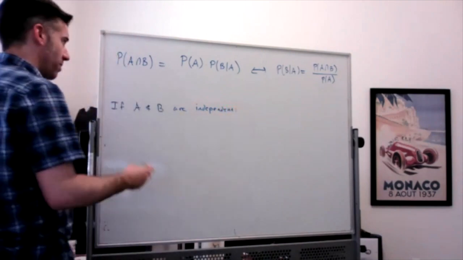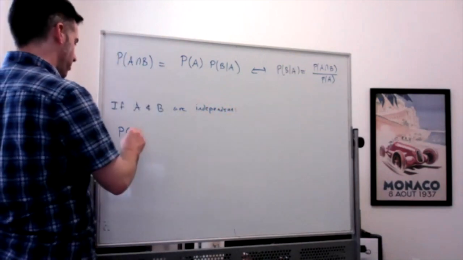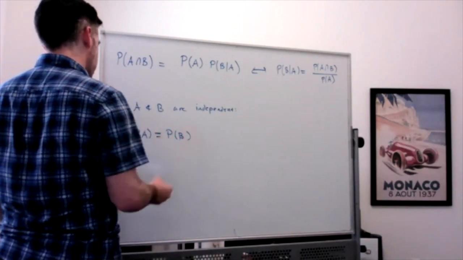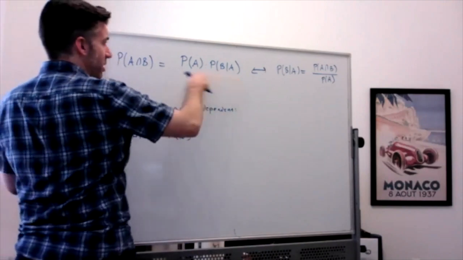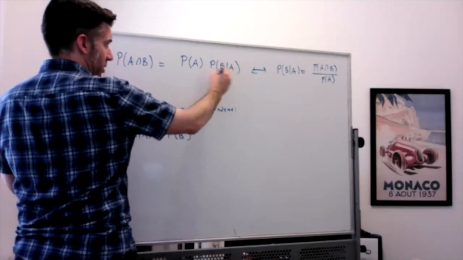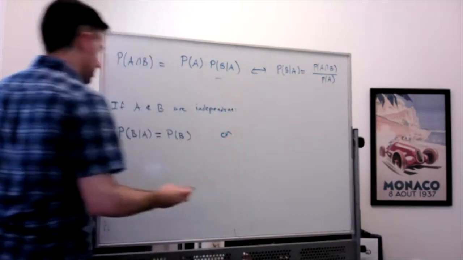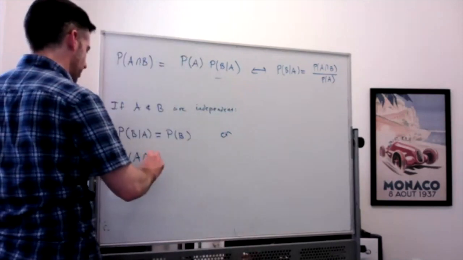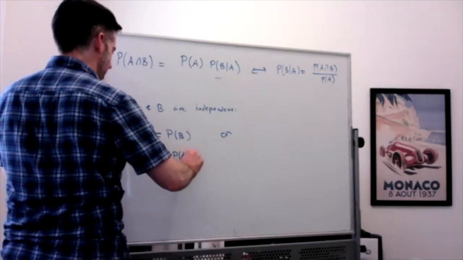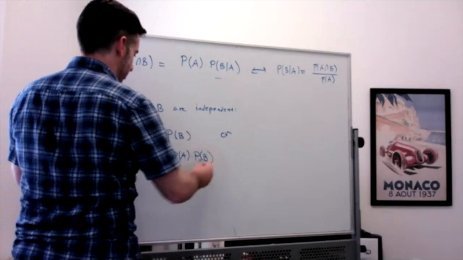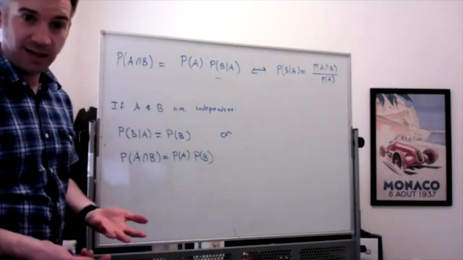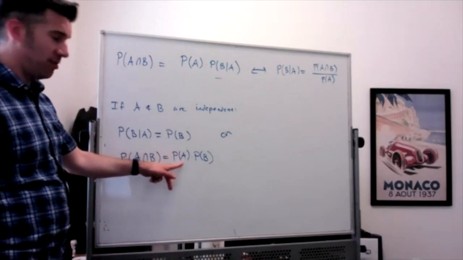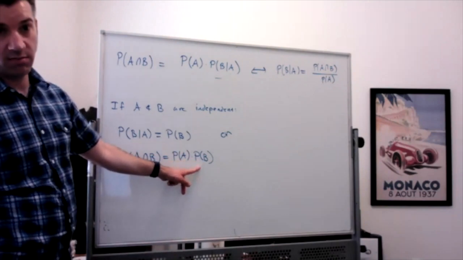And here's what we can say. The probability of B given A is equal to the probability of B. But if we use that in this formula here, that means this is going to get replaced. So we could also write it as the probability of A intersect B is equal to the probability of A times the probability of B. So if events are independent, the probability of A and B is the probability of A times the probability of B. Great.